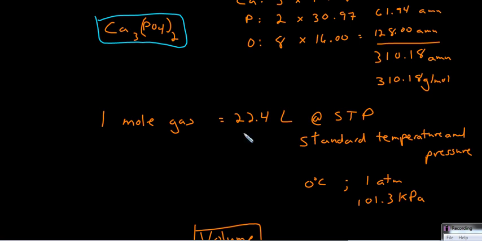And so this equality depends upon you being at this certain condition, at STP, standard temperature and pressure. Now this is 0 degrees Celsius, and this is 1 atmosphere of pressure. By the way, 1 atmosphere of pressure is the same as 101.3 kilopascals. These are both units of pressure for gases.